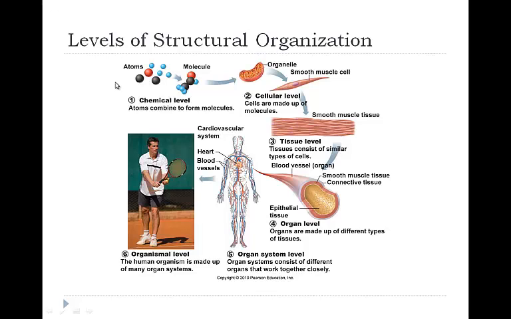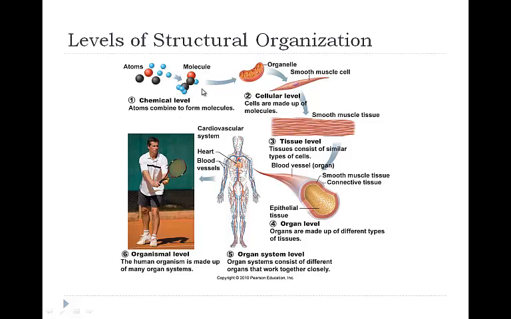If we take a bunch of atoms and put them together, we can have a molecule. For example, water is a molecule. H2O, 2 hydrogens, 1 oxygen. So 1 hydrogen would be an atom. The 2 hydrogens and an oxygen together, those form a molecule. Those would be our chemical levels.